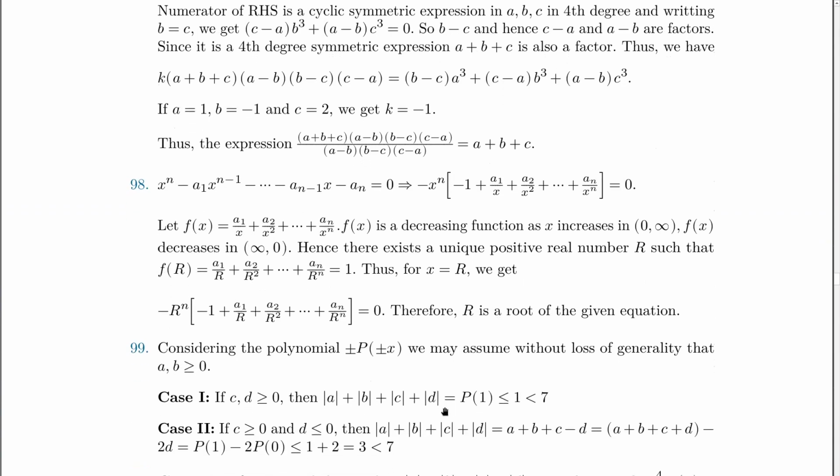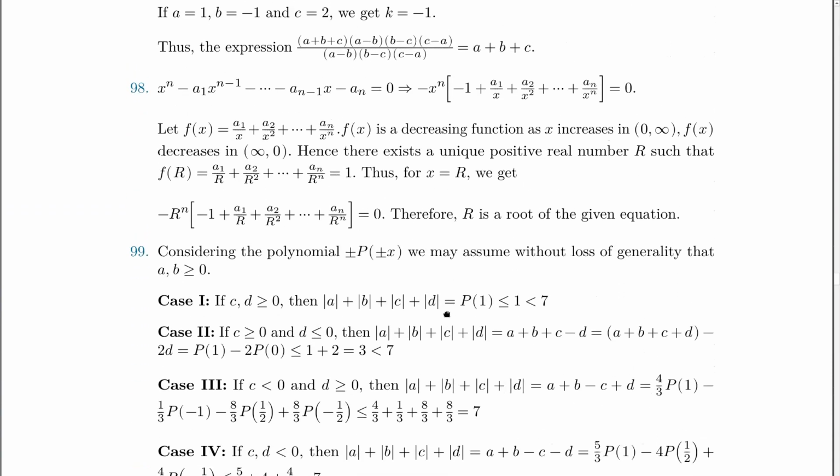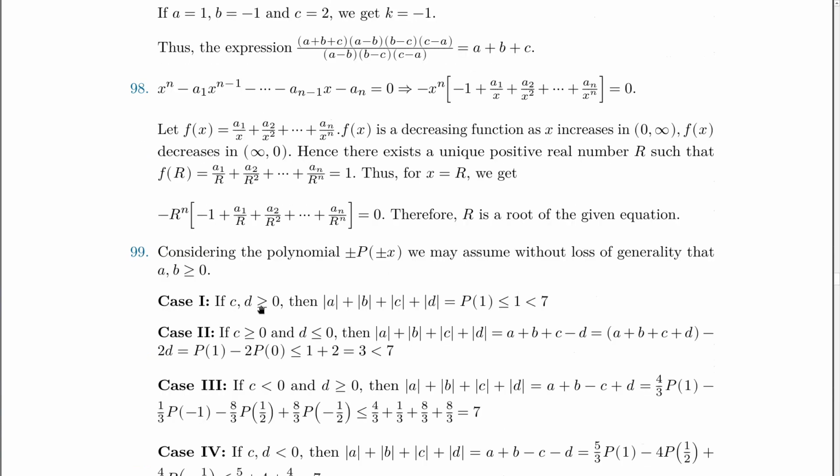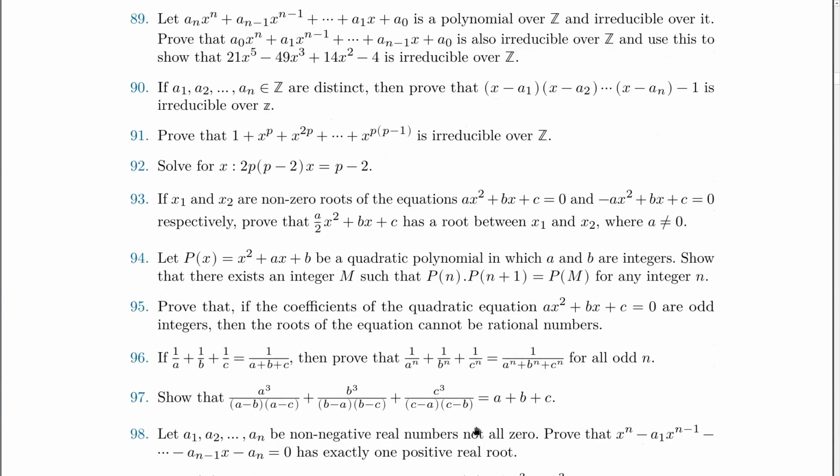So, okay, let me bring the full solution. So we have the polynomial. Without loss of generality, we can assume that a and b are greater than or equal to 0. Now, if c and d are greater than or equal to 0, then mod a plus mod b plus mod c plus mod d is equal to p of 1. Now, p of 1 is less than or equal to 1, which is less than 7. So our required condition is satisfied here.